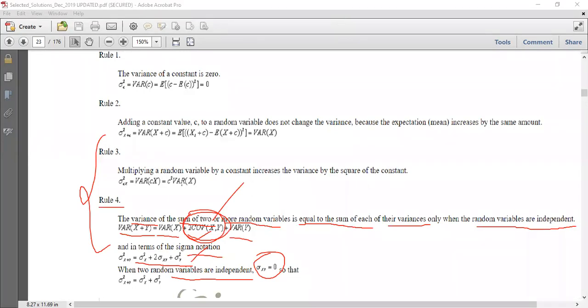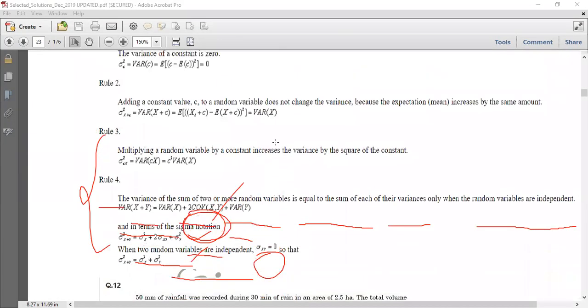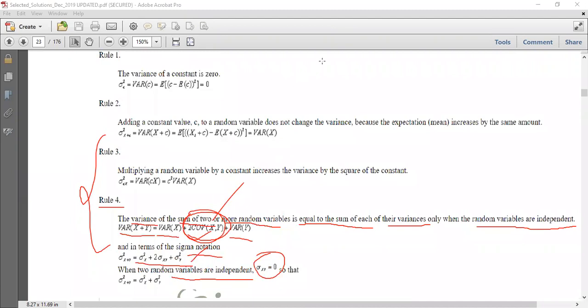So this is the explanation for this question number 11.